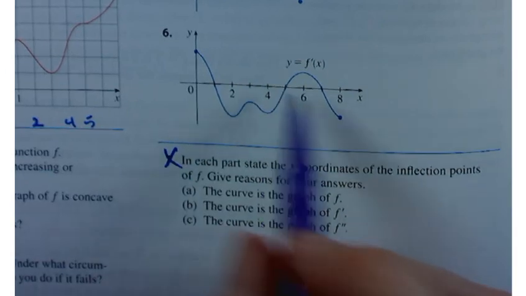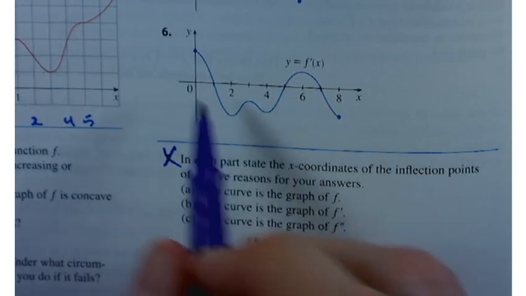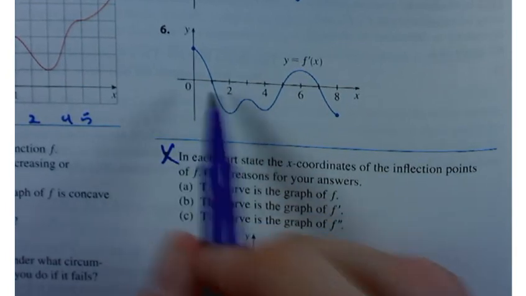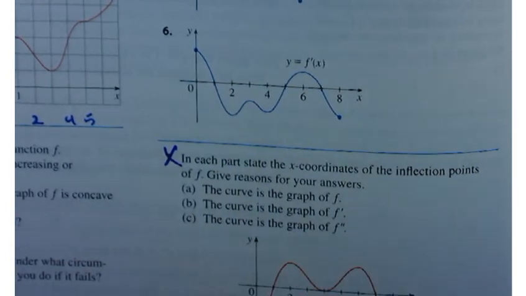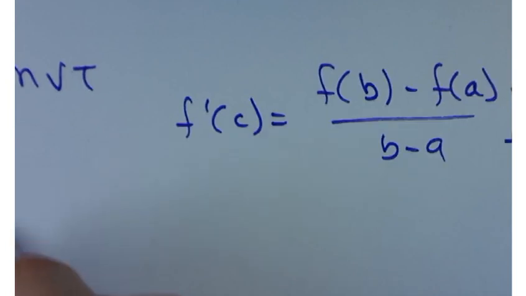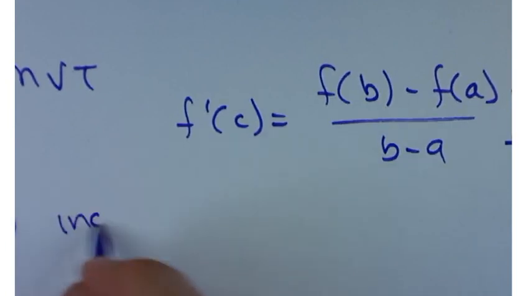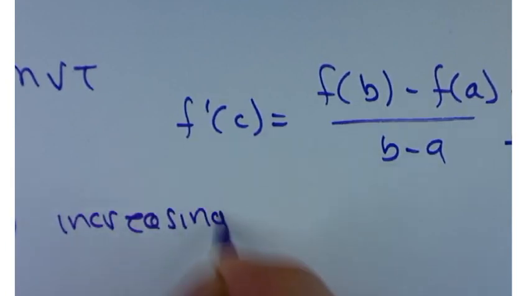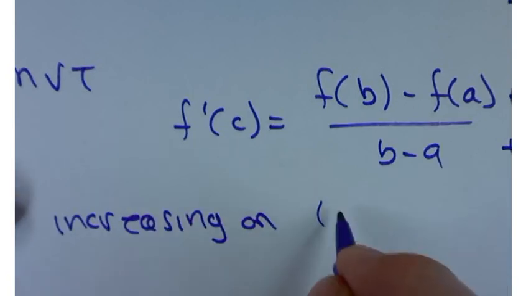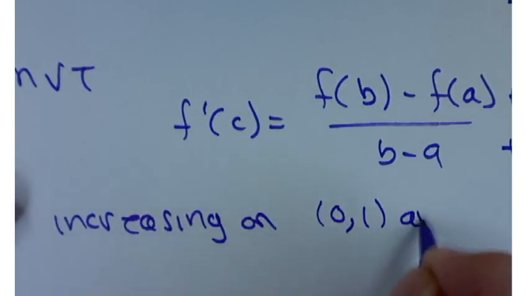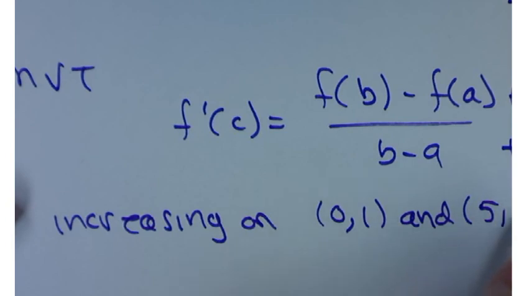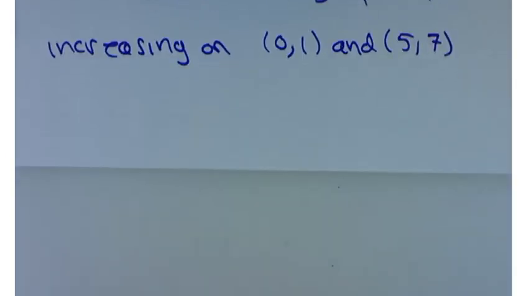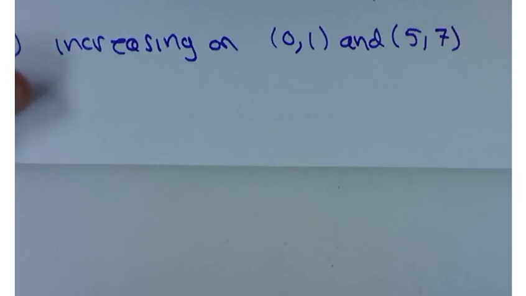Yeah, 5 to 7. Good. So between 0 and 1 and between 5 and 7, the function is increasing. So let's write that down. Problem 6, increasing on 0 to 1 and 5 to 7. Now I'm using parentheses here, because at the endpoints, the function is kind of neither increasing or decreasing.